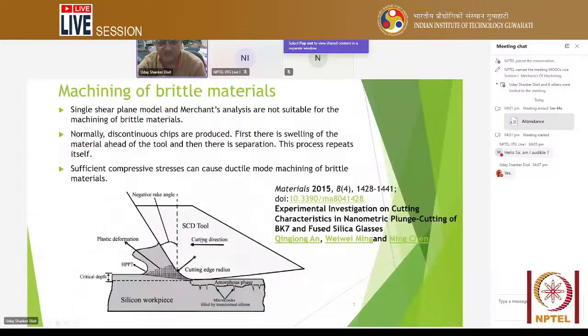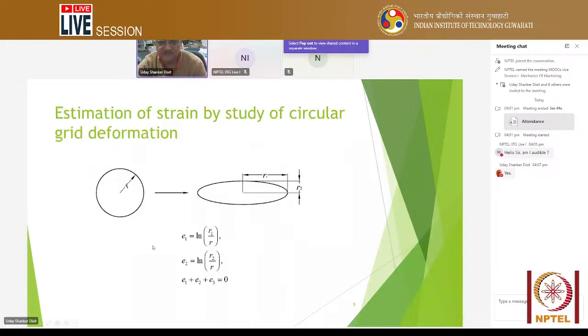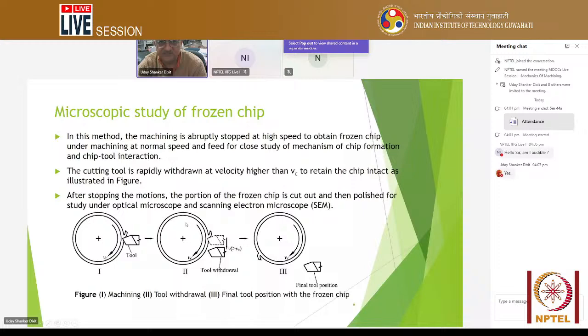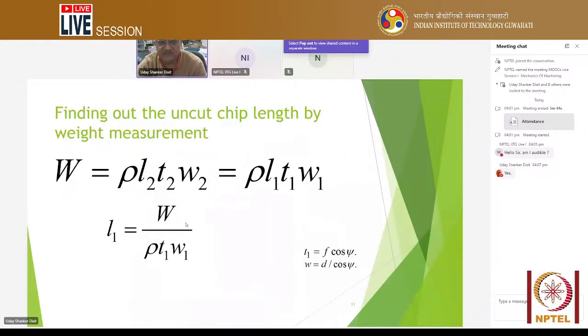We talked about how sometimes we have negative rake angle. Now just see, it is an experimental investigation on cutting characteristics in nanometric plunge cutting, with a single crystal diamond tool. If we want to study stress strain behavior, sometimes we make a circular grid and see the distortion, and this circular grid may become an ellipse. Based on that we can calculate the strain. So many methods of experiments have been discussed.